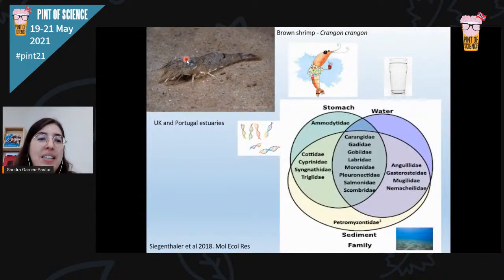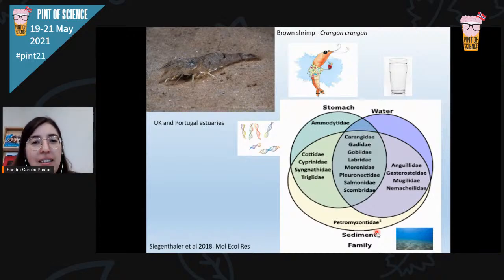I will get to another example, and it's the brown shrimp. There were some researchers that were studying the cycle of this shrimp, and what they wanted to know is what this animal was feeding on. To do so, they took some organisms and checked the stomach content, but they also took samples from the water where this organism was living, and also the sediment.